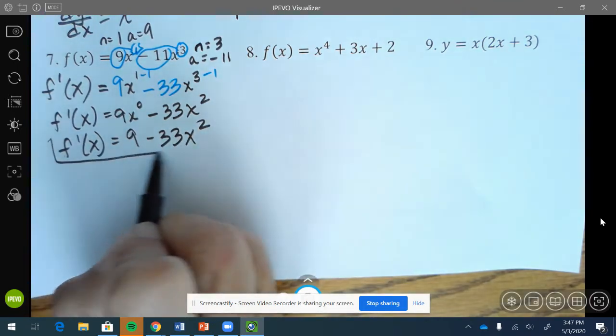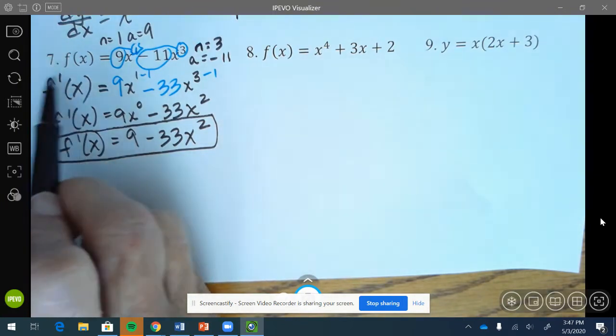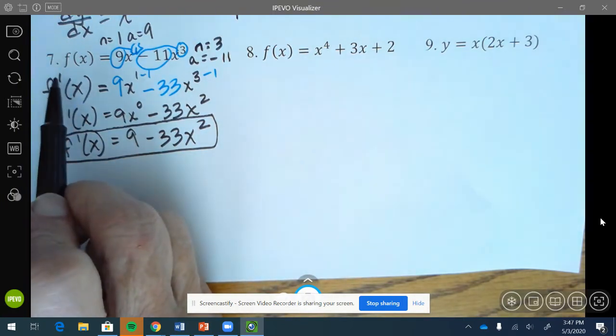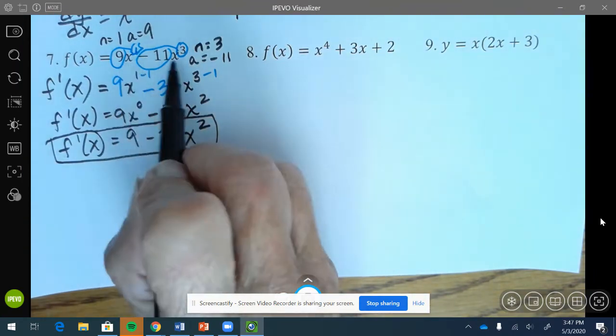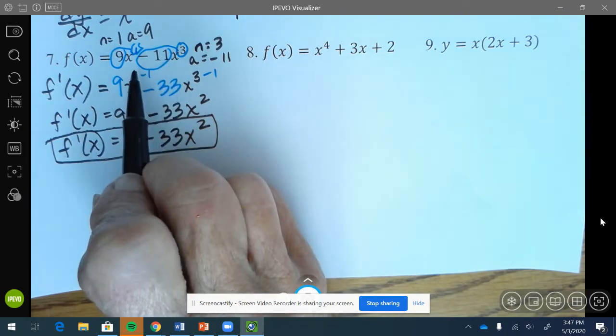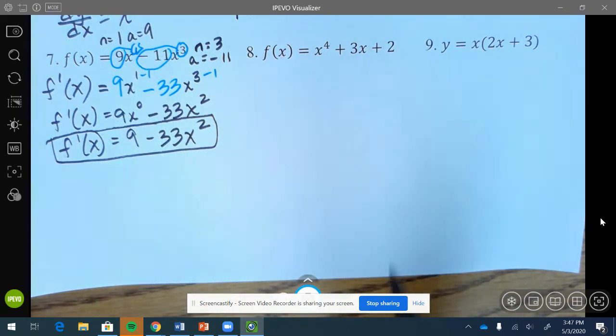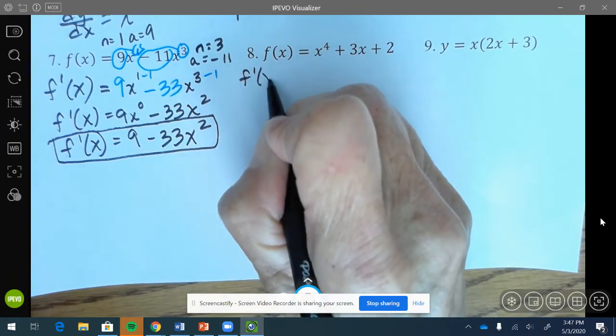So this problem is different than the prior 6 we did for two reasons. One, I'm using a different notation, f prime. And then I'm also having to differentiate not only one term, like the previous functions, but two. So let's do another one. F of x, so let's name it f prime of x.